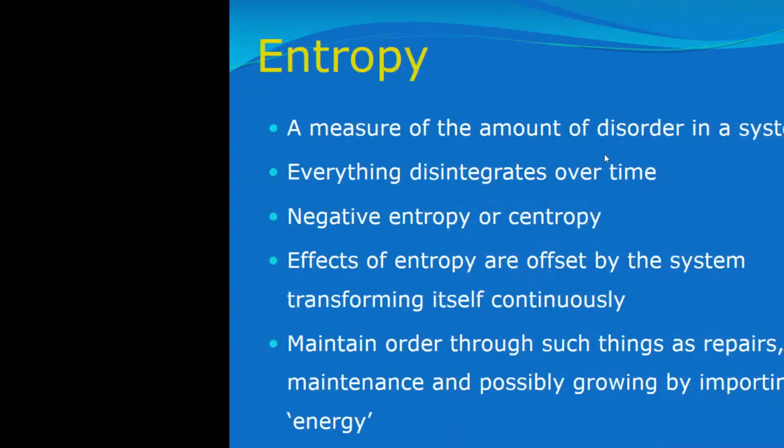Next term in system theory is entropy. Entropy is a measure of the amount of disorder in a system. Everything disintegrates over time. Negative entropy is called negentropy. Effects of entropy are offset by the system transforming itself continuously, maintaining order through such things as repairs, maintenance, and possibly growing by importing energy.